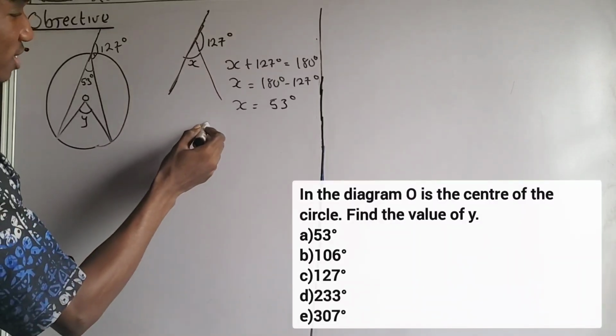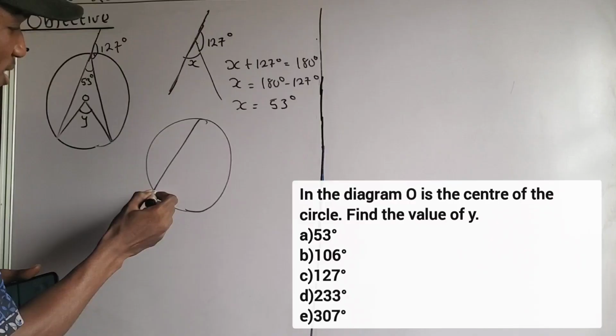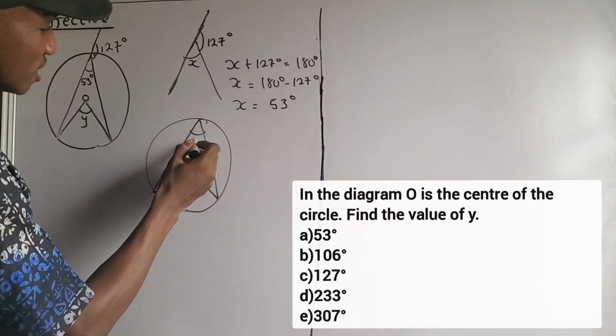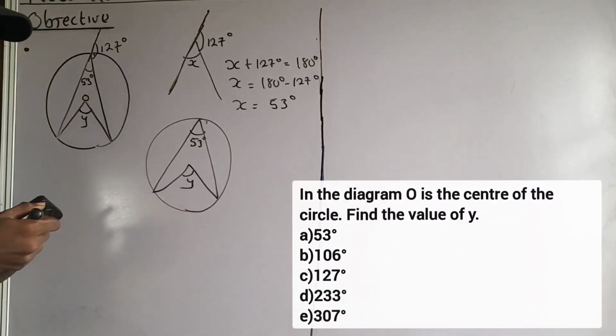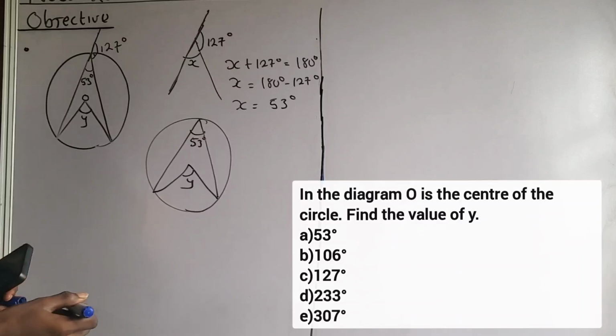So if I want to redraw the diagram, I'm going to have something like this. Here, here, here, here. Then I'm going to have 53 here. So if I want to get the value of y, I'm going to apply the theorem that says the angle at the circumference is half of the angle at the center. So the angle at the center is twice the angle at the circumference.